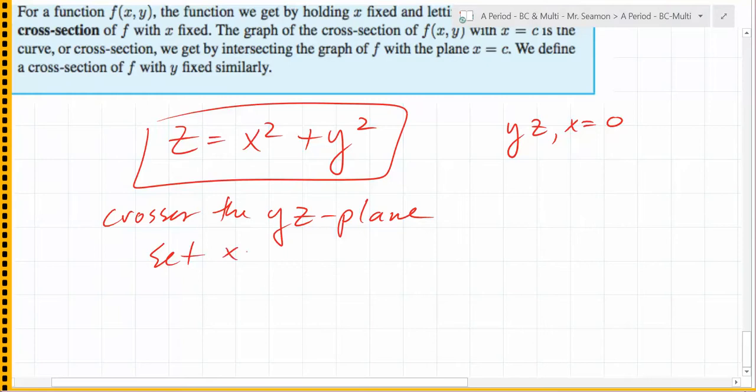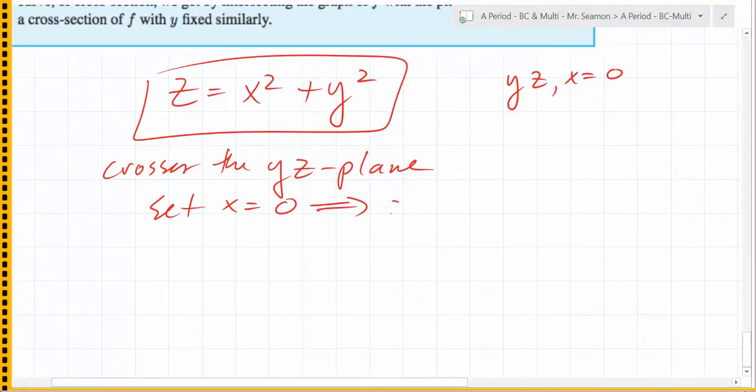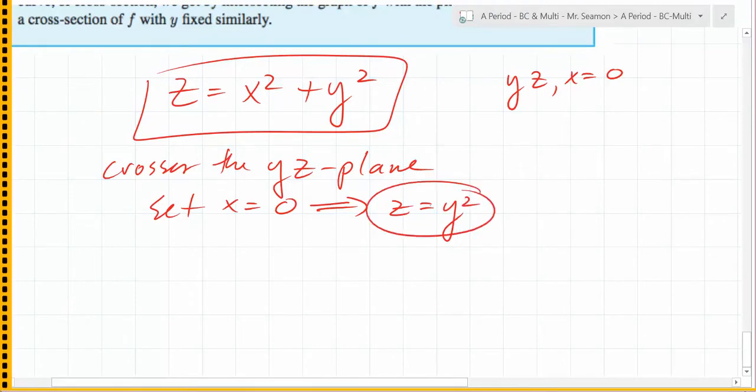How do you figure out what this looks like when it crosses the yz plane? You set x equal to 0. So what does this look like? You set it equal to 0 and you get z is equal to what? Y squared. So on the yz plane, what could you draw? Z equals y squared. Could you do that for each of the planes? Does that give you some information about what this looks like?